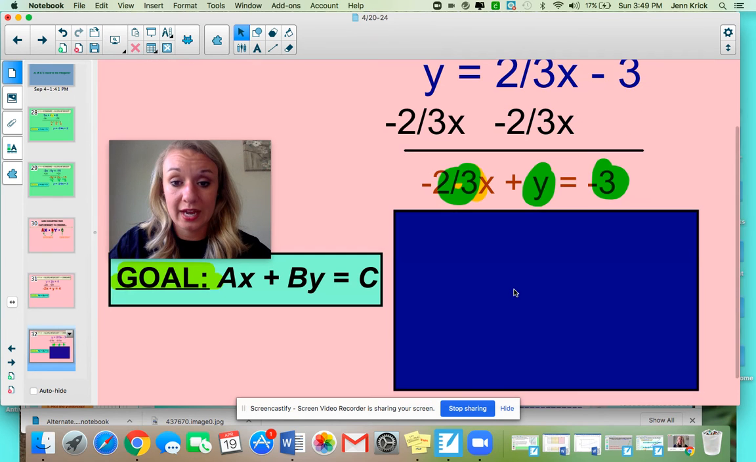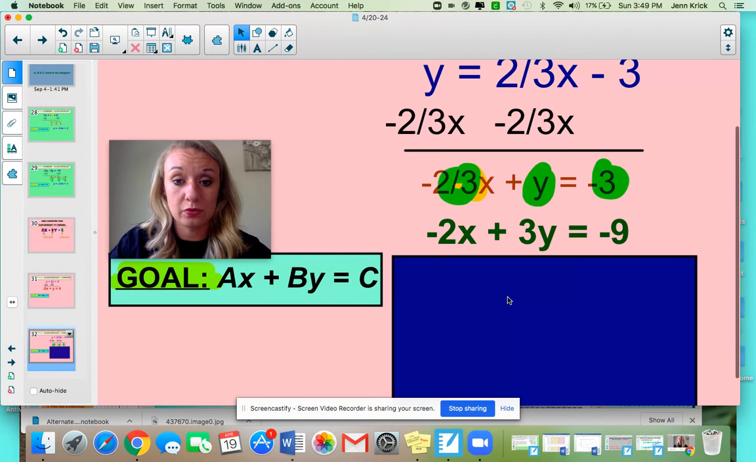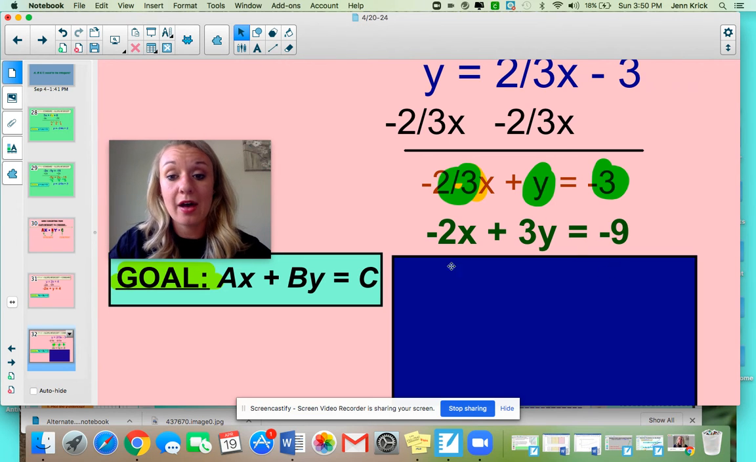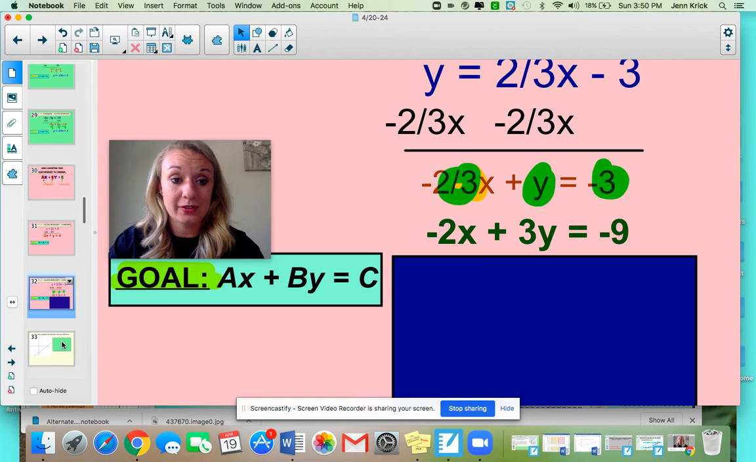Negative 2/3 times 3 would just give us negative 2, so it's negative 2x. 3 times y is just 3y, and then 3 times negative 3 is negative 9. Now, this equation is fine because you've got integer, integer, and integer. You are lacking fractions, which is great for standard form. Okay? All right, one more example, and then we are all done.